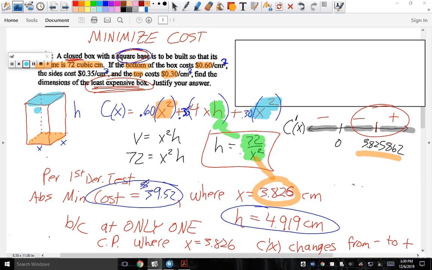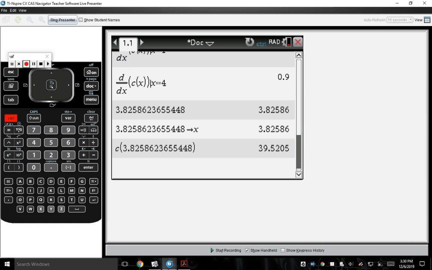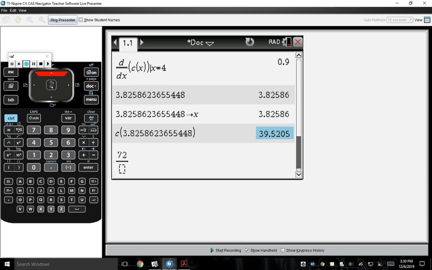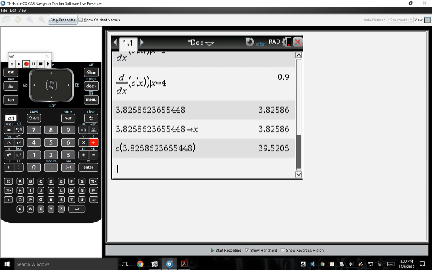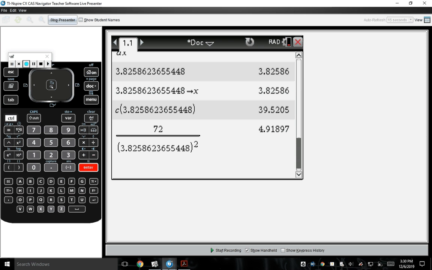Okay? So we know this right here is the length and the width, right? And then this height, we're just going to put 72 over that stored value squared. Okay, so real quick. Control divide, 72 over this stored value that I had, squared. Let me show you how to do that better. 72 over, here we go. Do Control C like your computer. Control V like your computer. And you square it, and there's your value. Okay, so 4.919 centimeters.